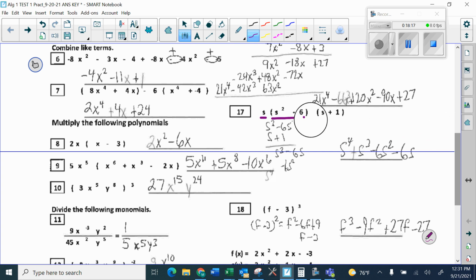So a lot of people just go left to right, so I'll just do that. It doesn't matter though. I could have done s times this one first, got that answer, and then multiplied it by that. I would still get the same answer. But I'm just going to go left to right.